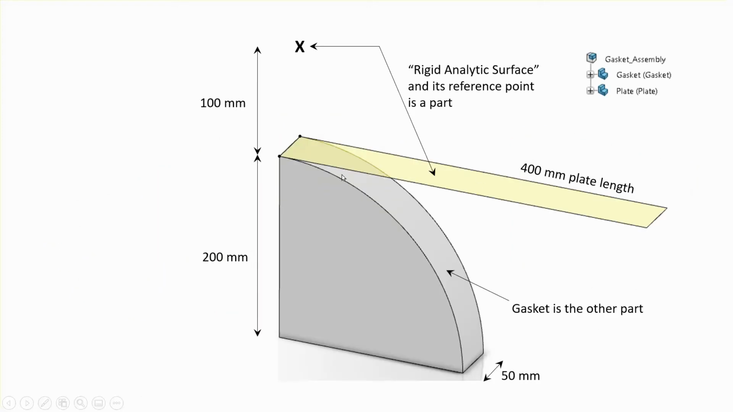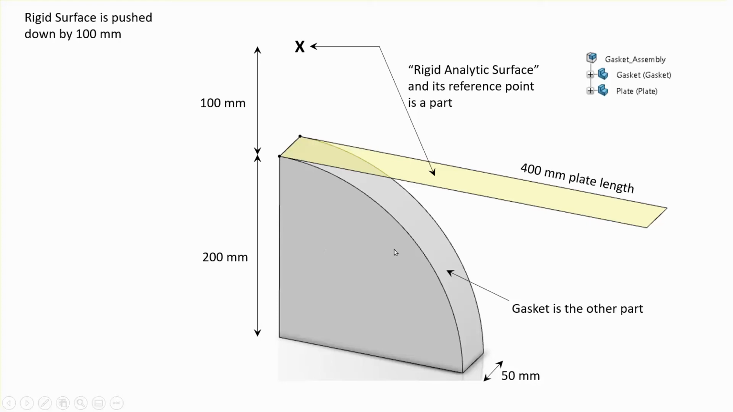We're going to have two parts. One is basically a quarter of the gasket, and the other one is just a plane, which is going to represent our analytical rigid surface. The dimensions are given here, and what we're doing is taking this plate and pushing it down by 100 millimeters.